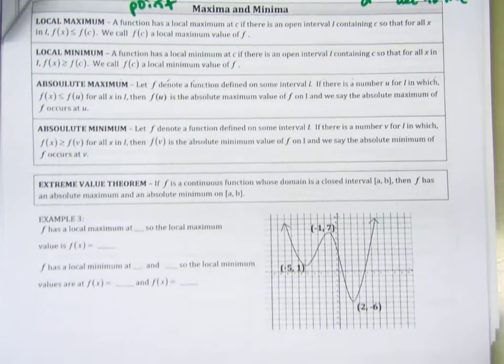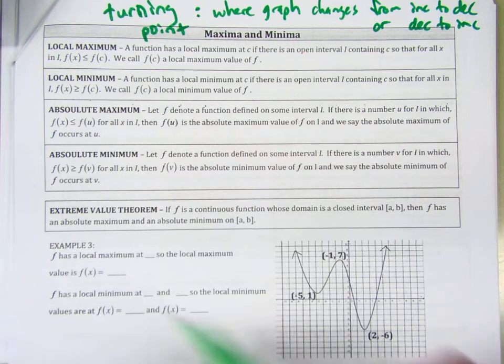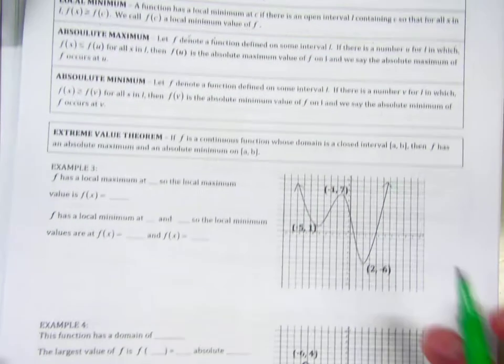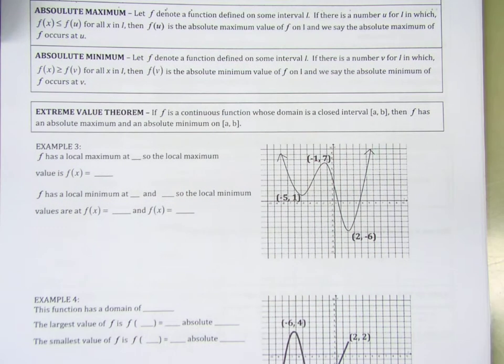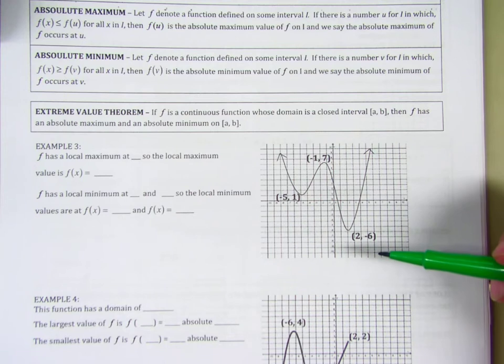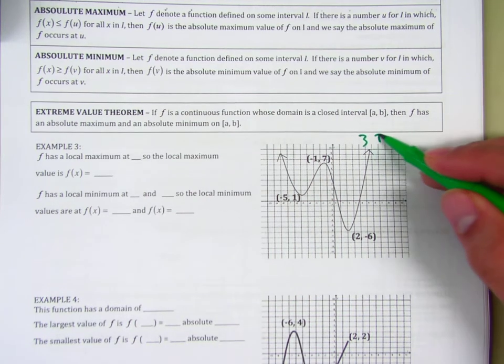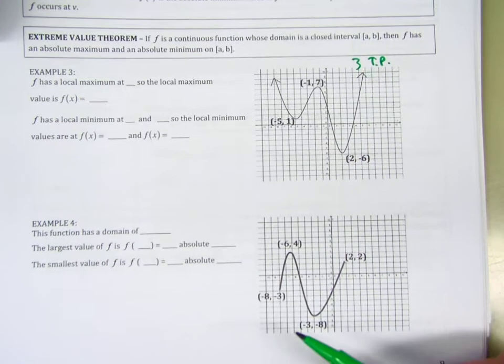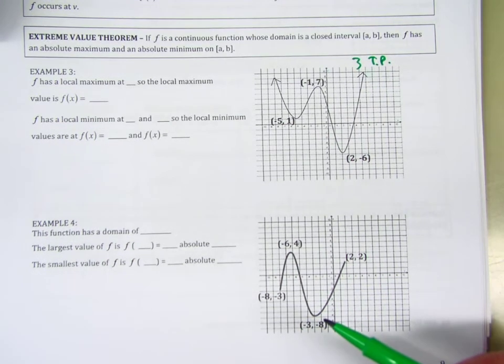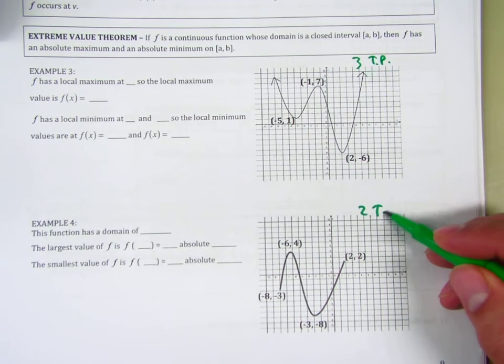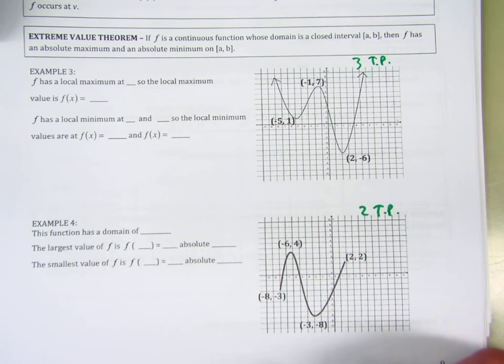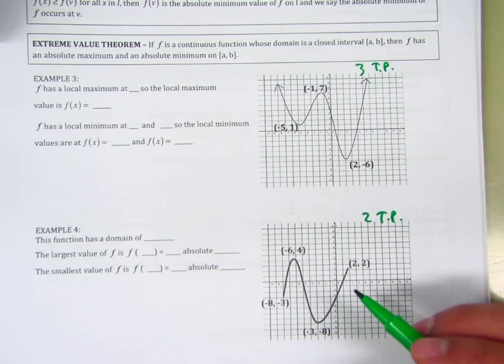Again, here are all the fancy definitions. I'm just going to look at the picture. Let's look at the graph here. Looking at this picture, how many turning points would you say there are? 3. Good. 3 turning points. What about this one down here? Do you guys see where we're getting those? 3 turning points for the first graph, 2 turning points for the second one.